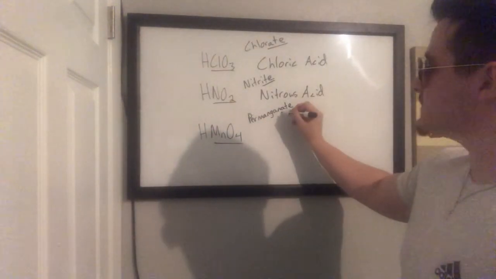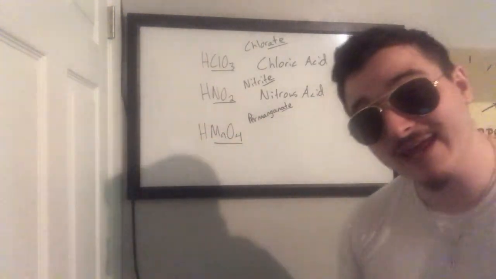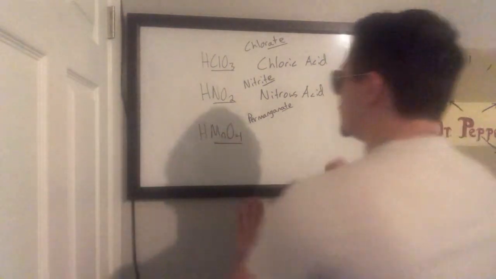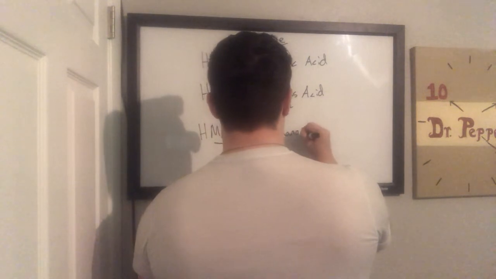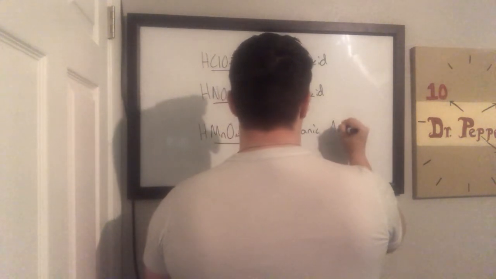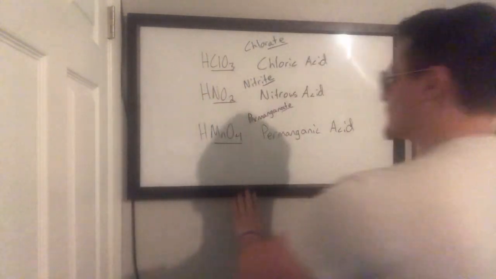All you gotta do is substitute that ate for ic, and you're good to go. Do not put hydro on these. So this one becomes permanganic acid.